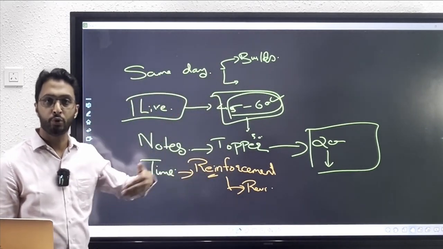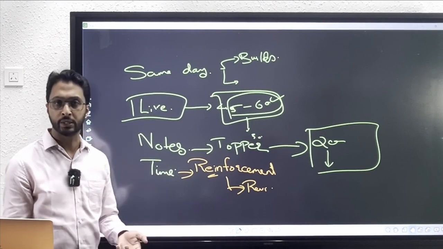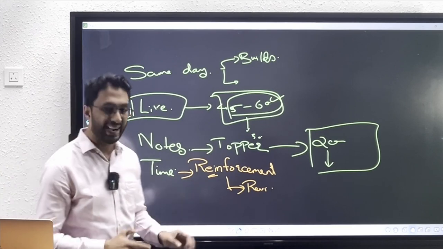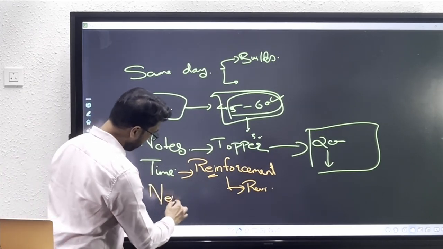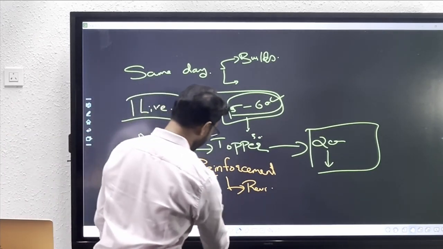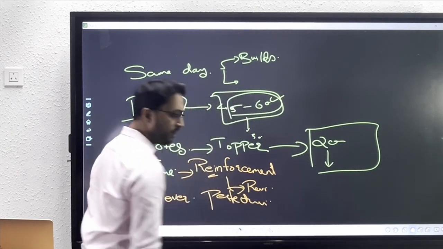How does reinforcement come? You're now going to see the next part, notes. You're going to solve more questions. Then you come back to it again and revise it. This is how people actually learn. And at this stage, never ever think of perfection.